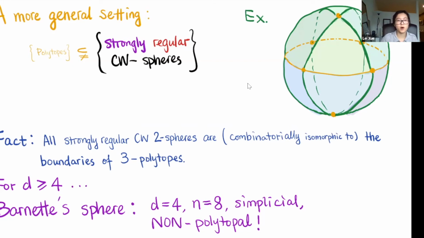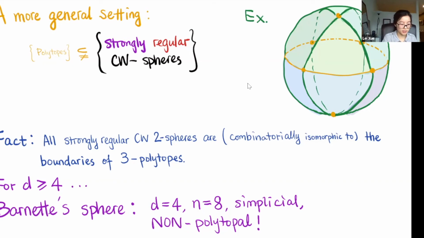But once you go up to D at least 4, there are many non-polytopal spheres. For example, Barnette's sphere. It has n equals 8. It's even simplicial, but it's not a boundary of any 4-dimensional polytope. And here notice that Barnette's sphere has D plus 4 vertices.